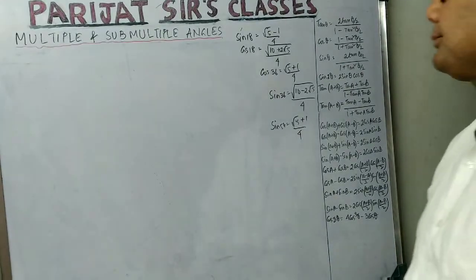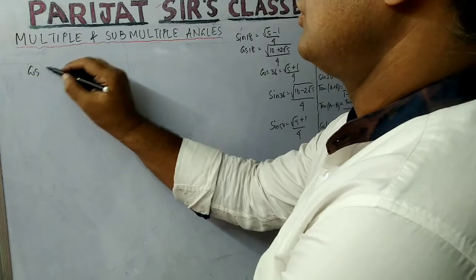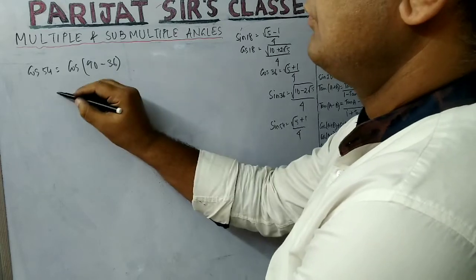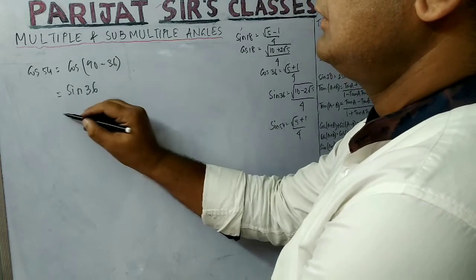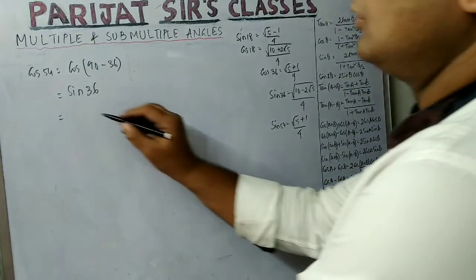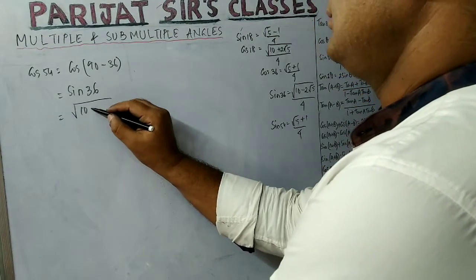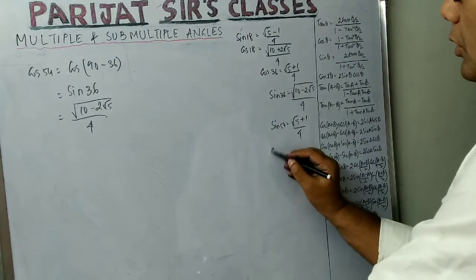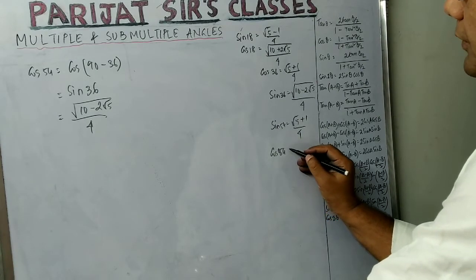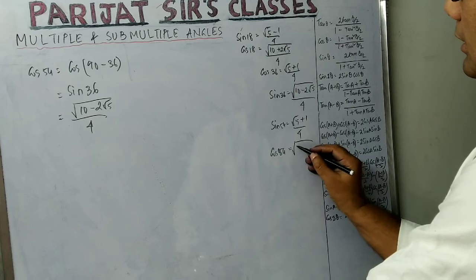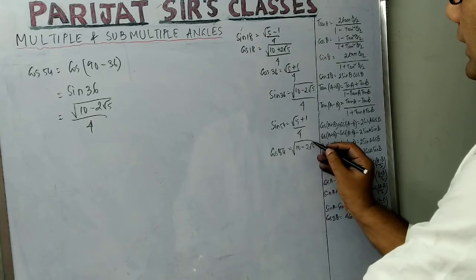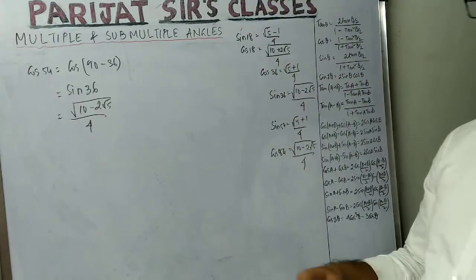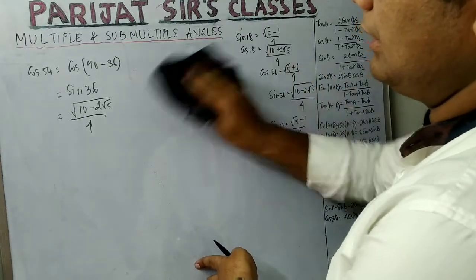the value of cos 54, cos 54 will be cos of 90 minus 36, which is sine 36, and sine 36 value I already know, so it is root over 10 minus 2 root 5 by 4. That means cos 54's value is root over 10 minus 2 root 5 by 4. See how with the help of these we can calculate each and every angle.